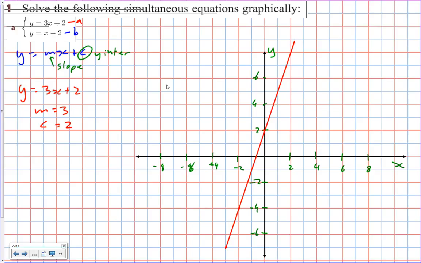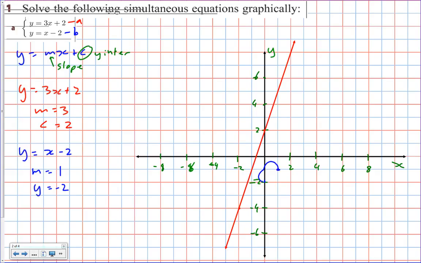So now I'm going to solve for B. So B, y equals x take 2. So again, my slope is going to be equal to 1, and my y-intercept is going to be equal to negative 2. So I'm going to put a dot there. My slope is 1, so I'm going to go up 1 and across 1. So it's going to be that point just there.